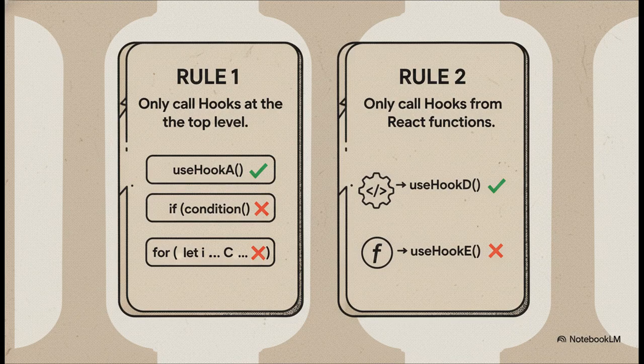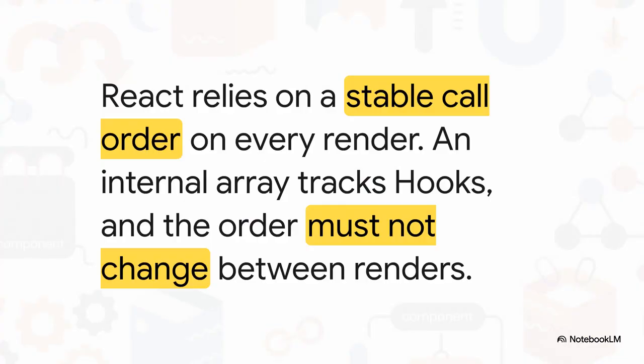Rule number 1, you can only call hooks at the top level. No loops, no if statements, no nested functions. Every single time your component renders, the hooks have to be called in the same order. Rule number 2, you can only call hooks from a React function component or from another custom hook. That's it. You can't call them from a regular JavaScript function. So, why? Why so strict?